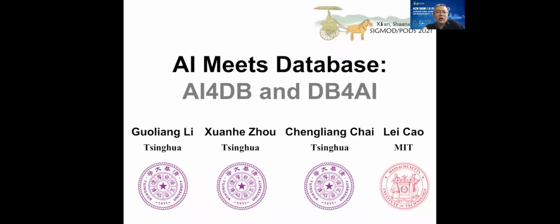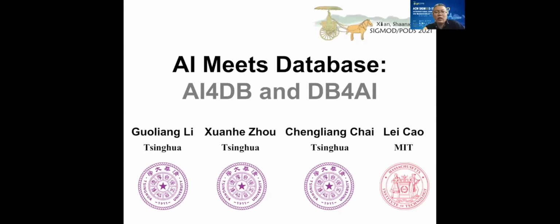In this tutorial, we will first introduce AI4DB, which wants to utilize AI techniques to automate the database. For example, we use deep learning to estimate the cardinality and the cost of a query, which can improve the accuracy for estimating the cardinality for multiple fields or multiple tables.